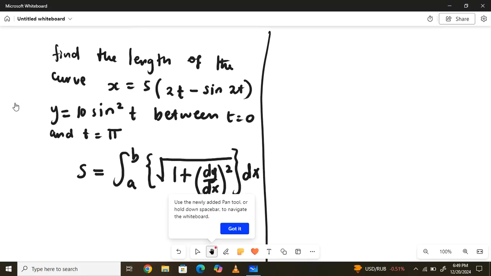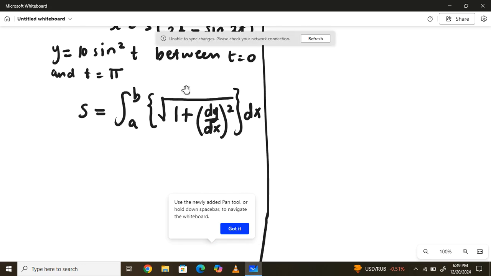Good evening. So today we're going to find the length of an arc or the length of a curve. It's an application of integration, and we have a question here. Find the length of the curve x = 5(2t - sin 2t) and y = 10 sin squared t, between t = 0 and t = pi.